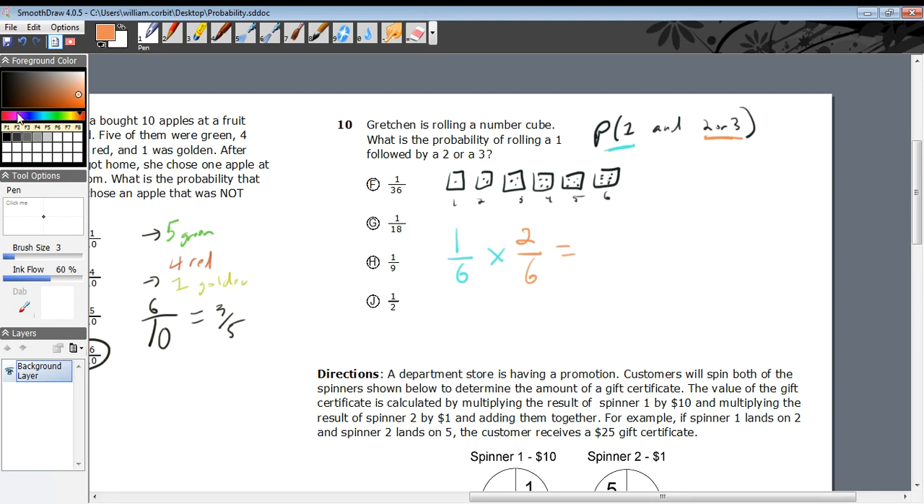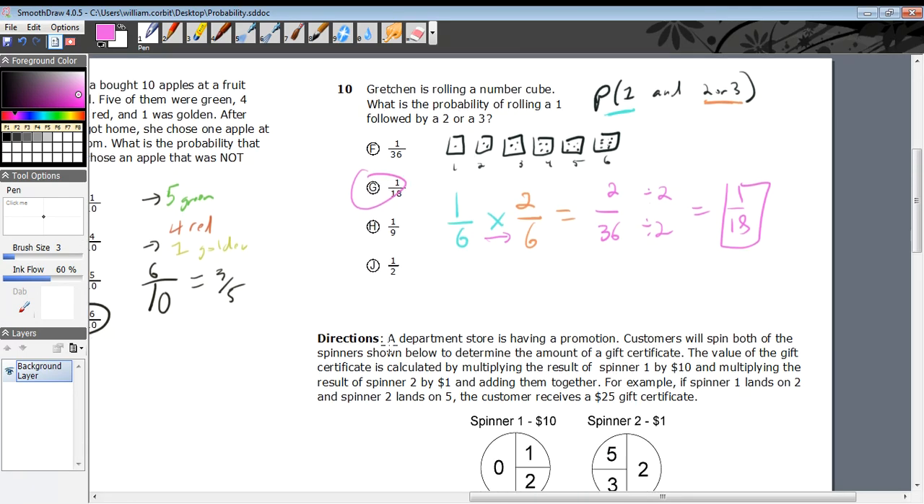So that's 2 out of, once again, a total of 6. Multiply straight across. That'll give me 2 over 12. Oops. I'm sorry. My error here. I added 6, but I should have multiplied. 6 times 6 is 36. And then I can divide both the numerator and denominator by 2, which will give me 1 over 18. So the answer is G.